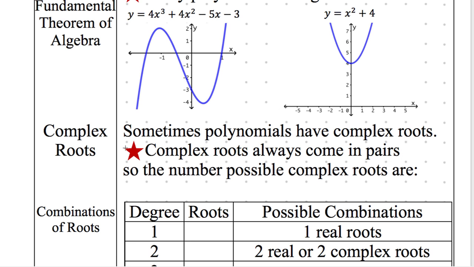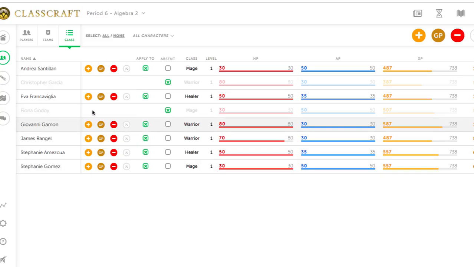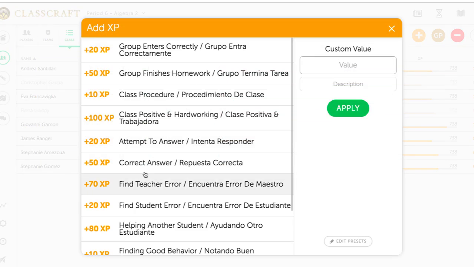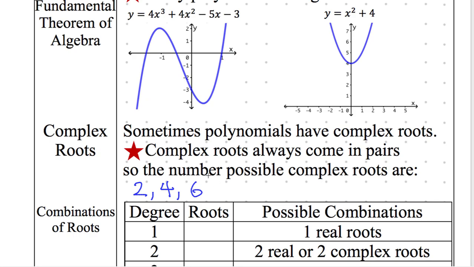And here's the other cool part, and I starred this. Complex roots always come in pairs. So here's a possible number of complex roots: 2. What's another possible number of complex roots? 1? Nope. 1 is not an even number. They have to be even. 4. Ah, 4 is an even number. What's another possible number? 6, exactly. 2, 4, 6, etc. It needs to be an even number.